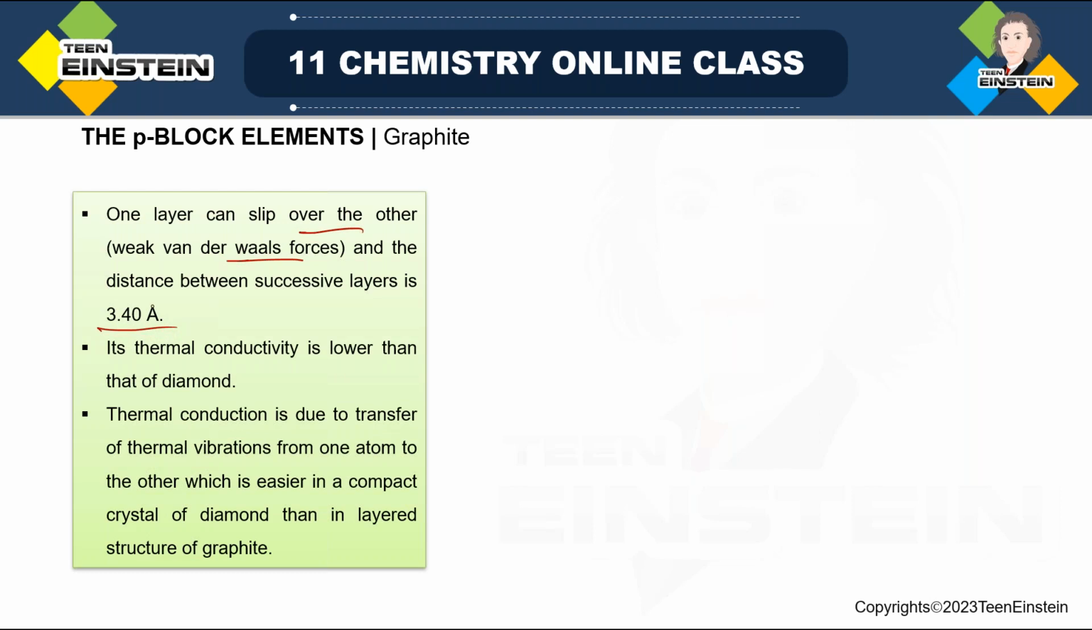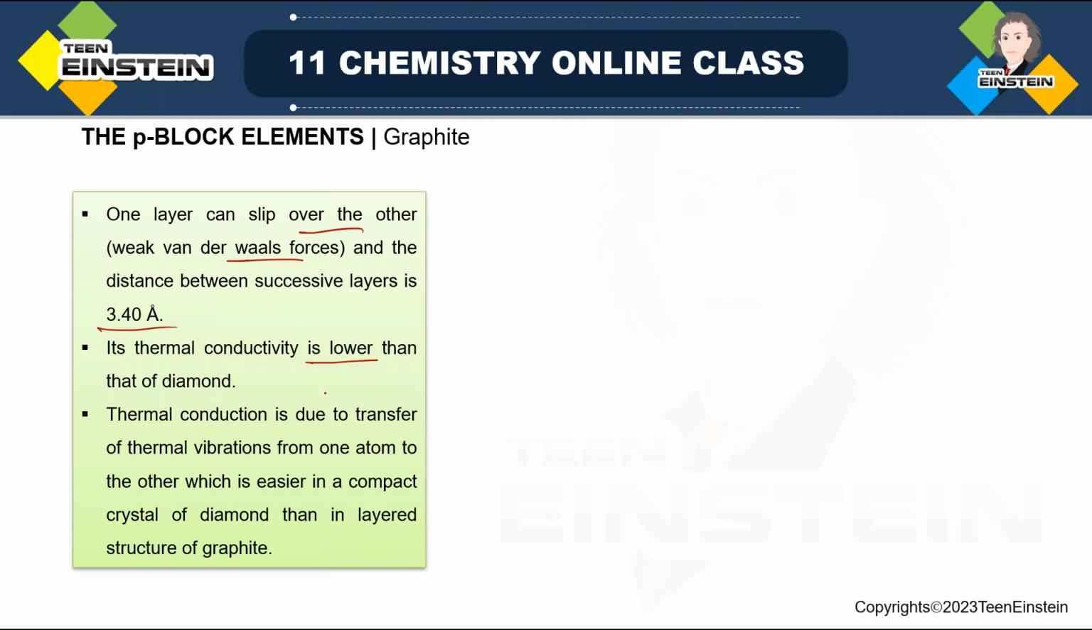So electrical conductivity is good. Thermal conductivity, if you compare to diamond, obviously it is lower, because thermal conductivity will be better when the structure is compact, so that heat vibration can occur easily because of low phonon scattering. So when there is a compact, tight structure, only then will thermal conductivity be very good.